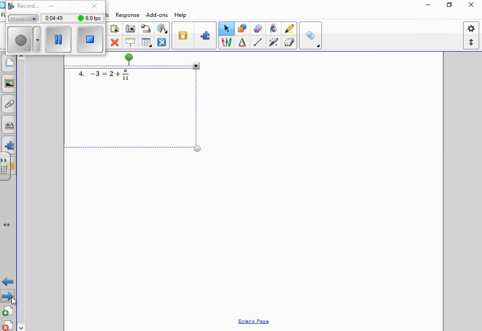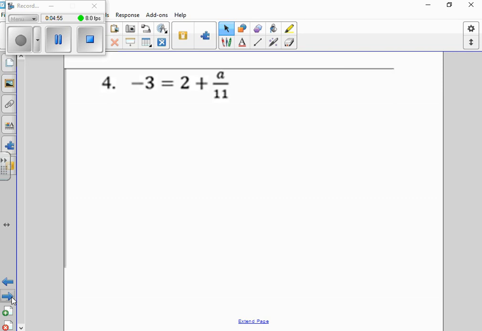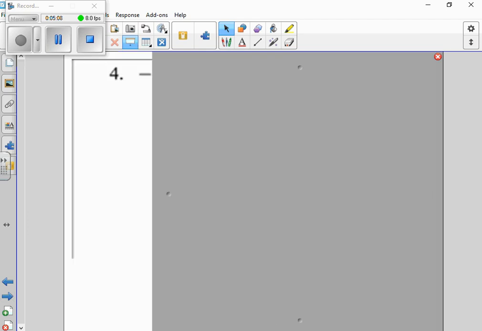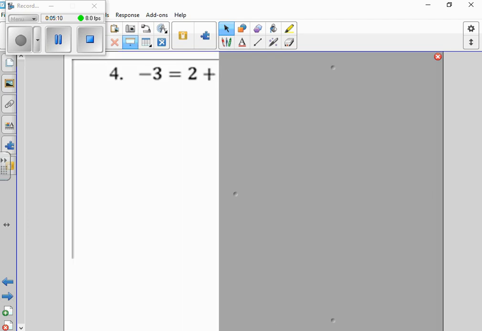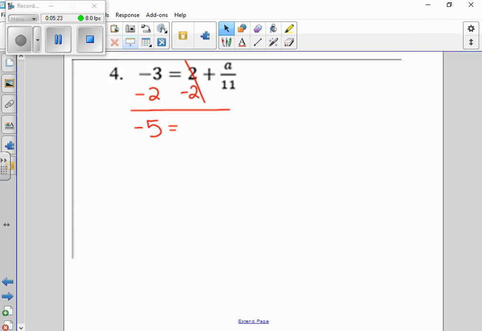All right, last example is number 4. Just wanted you to see another one where there's a fraction. The whole entire right side is not being divided by 11, just the A. So that means this 2 that's not attached to the A can be moved. It is a positive 2, so I'm going to subtract 2 from both sides, and I get -5 on the left. And on the right side, I'm going to bring down that positive A divided by 11.